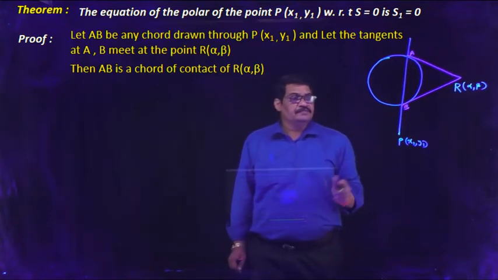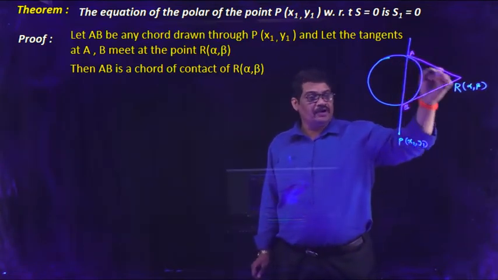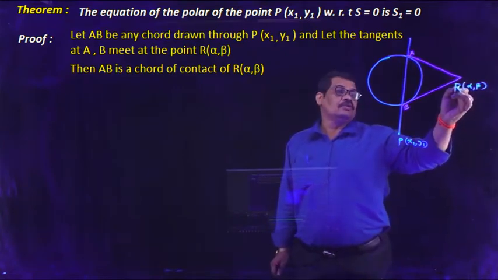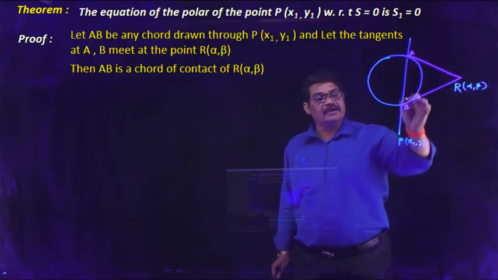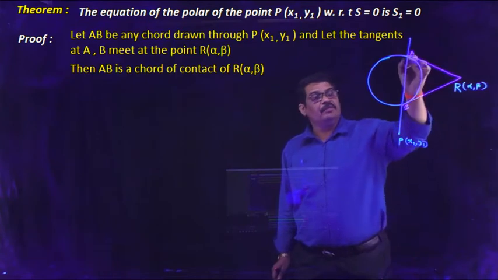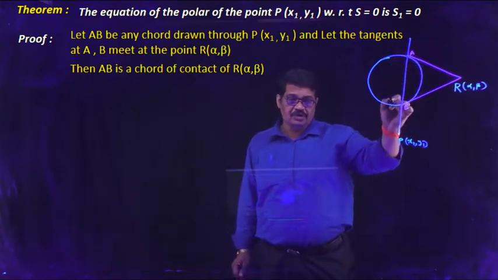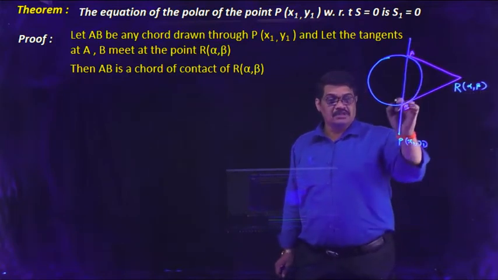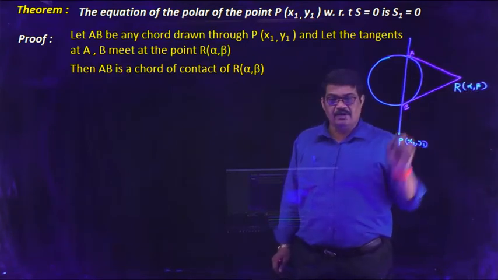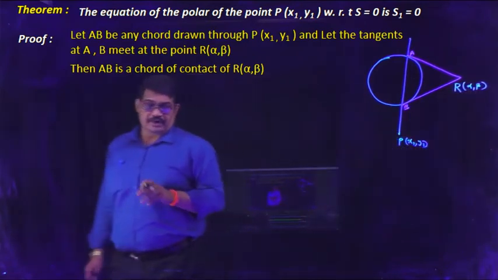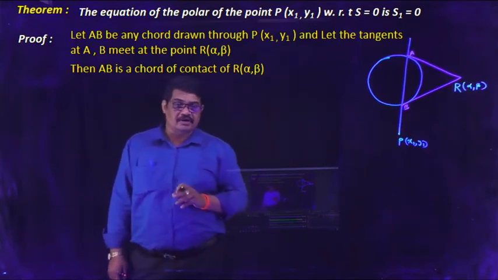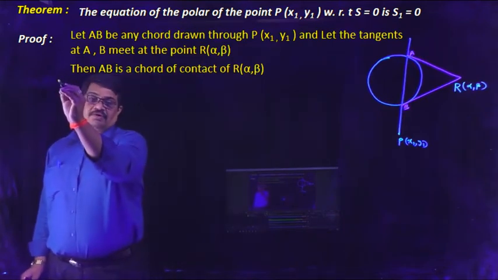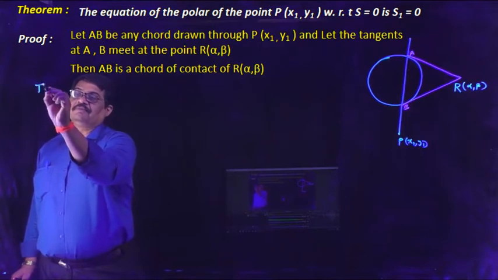So here AB is the chord of contact of R(alpha, beta). The tangents through R to the circle meet it at A and B. These are the tangents, so the line joining the meeting points of the tangents is the chord of contact of R(alpha, beta). In this proof, AB is the chord of contact of R(alpha, beta). Now we write the equation of AB.